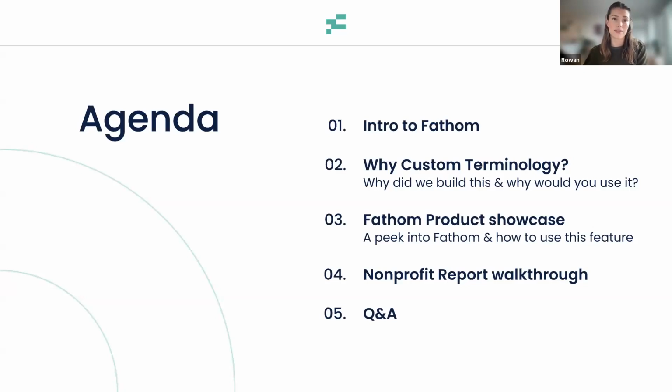One place that you'll see these terms show up, the most prominent place, is going to be in your reporting. So financial statements, and some other areas too, where you will see custom terminology flow through. We'll show an example of that with a nonprofit report from Fathom, and go through what this could look like as you use it with your org.